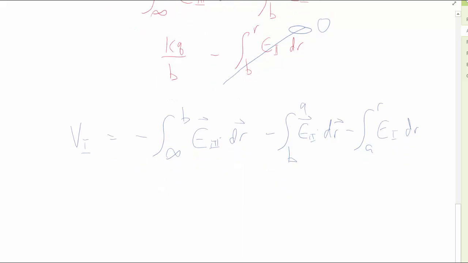Here again we do the exact same things. Hey, you know what? I've already figured out this first integral. That's going to be kq divided by b. Then I'm going to subtract out 0. Then I'm going to have a term that looks like this. It's going to be kq divided by r minus kq divided by a when we go and do those integrals.